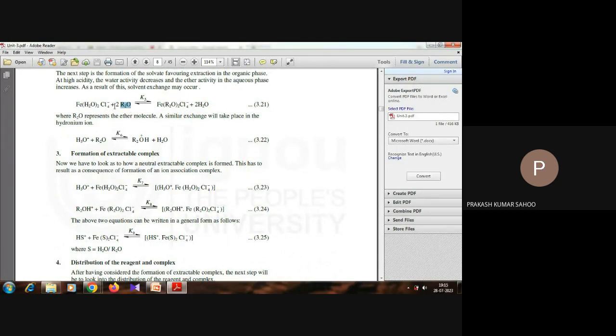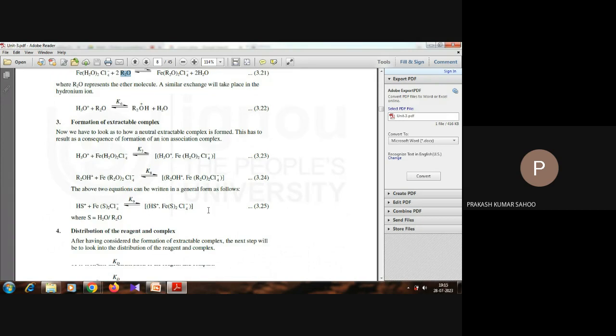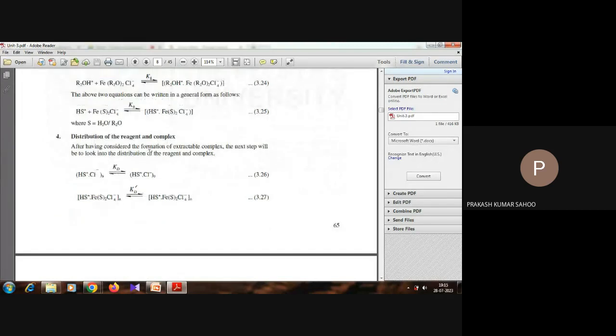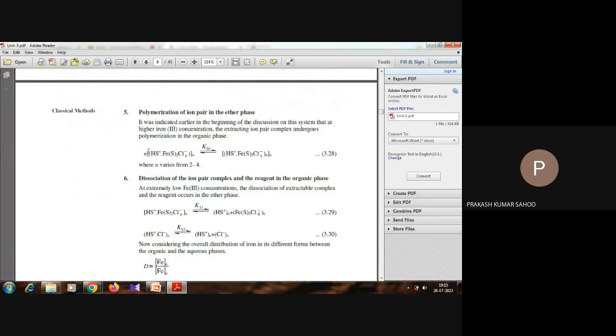So if I put 2 ether here, then 2 water will be liberated. Then we have this equilibrium, the formation of the expected complex like this, and the distribution of the reagent and complex. Then we have polymerization of ion pair in the ether phase. Just go through these things.